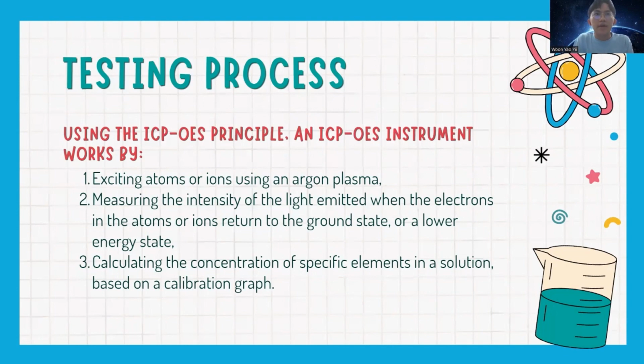So the ICP-OES instrument works by exciting atoms or ions using an argon plasma. Next, it is also used to measure the intensity of light emitted when the electrons in the atoms or ions return to the ground state or a lower energy state. The last one is by calculating the concentration of specific elements in a solution based on the calibration graph.